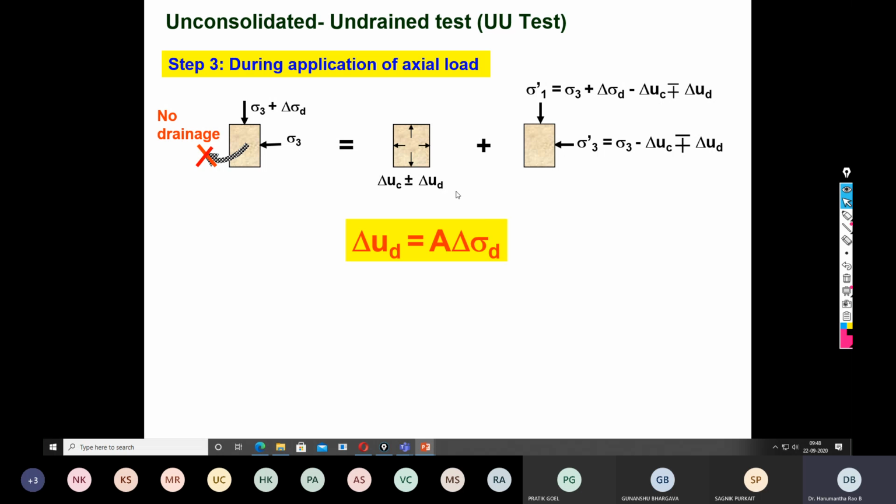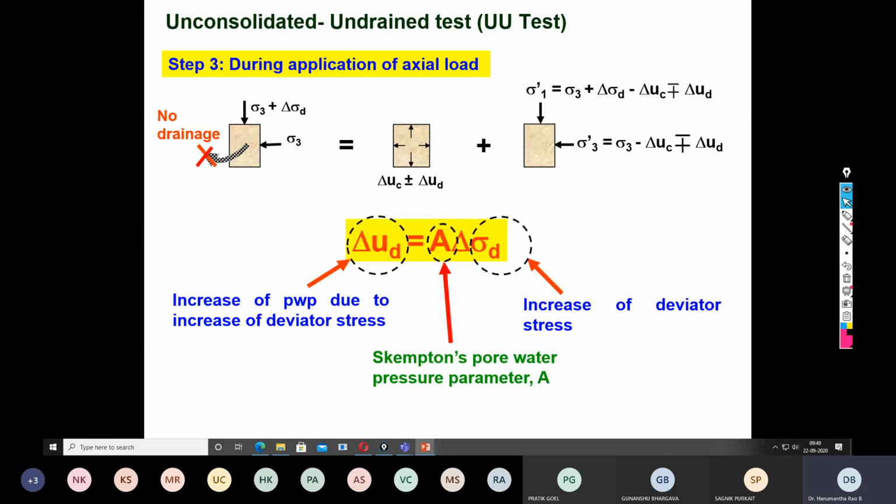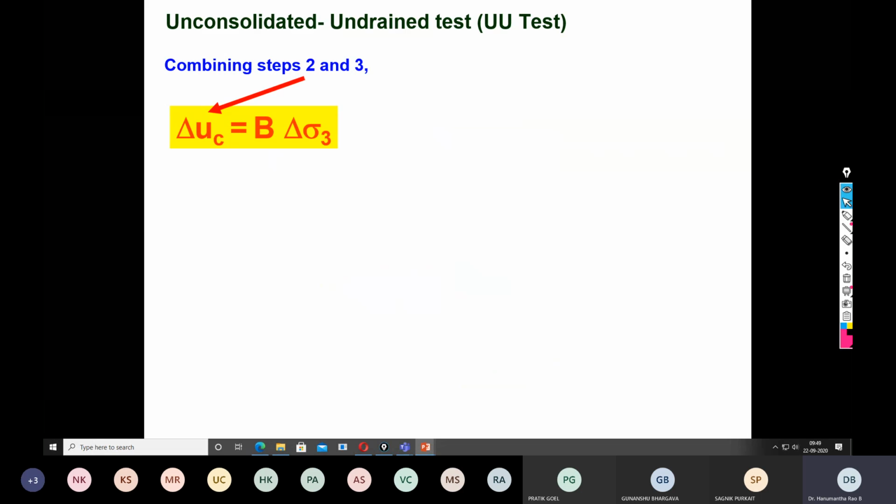So here again, the way we have correlated the delta uc with delta sigma 3, we can also correlate what would be the development of the pore water pressure with the imposition of the deviator stress. These two are related with the parameter called A. So this is the increase of pore water pressure due to the increase of deviator stress, and this is the increase of deviator stress. This is the pore water pressure parameter A. Okay, so this is step 2, we got it.